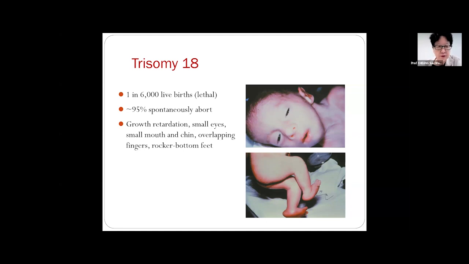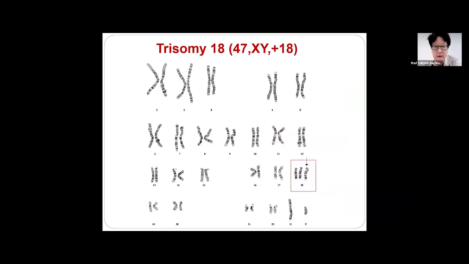So trisomy 18 is 1 in 6,000 live births, with 95% spontaneous abortion. Usually this is the picture you see on the right: growth retardation, small eyes, small mouth and chin, overlapping fingers, and rocker bottom feet. Trisomy 18 is because you have 47 chromosomes, and it's a male, and on chromosome 18 you have three of them, so that's called trisomy 18.